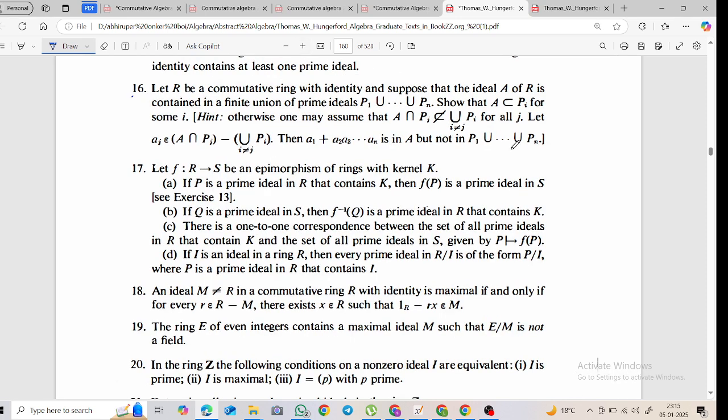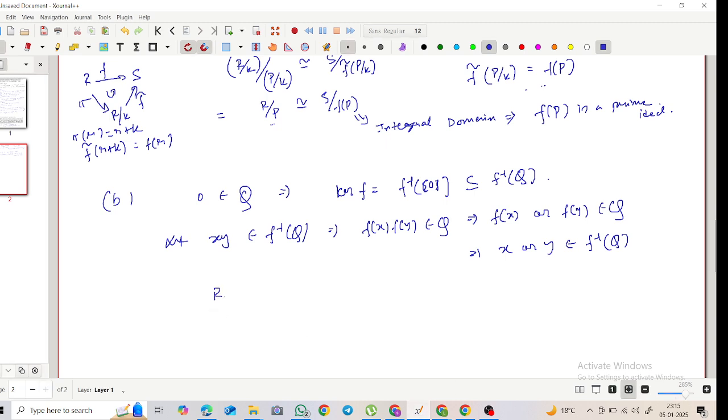So what they are trying to say is that, see, what did we do? For a prime ideal in the domain, we have associated a prime ideal in the codomain. And for a prime ideal in the codomain, we have associated a prime ideal in the domain. If R is on this side and S is on this side, f is an epimorphism. We have sent P to f(P), and we have shown that this is prime implies this is prime. Similarly, we have shown that if Q is prime, f inverse Q is prime.